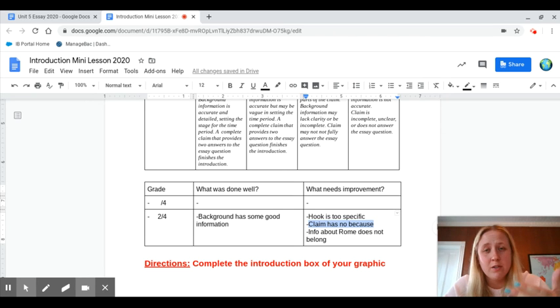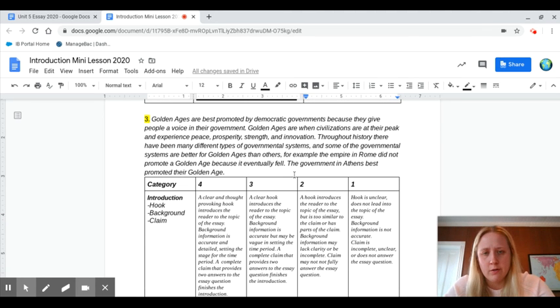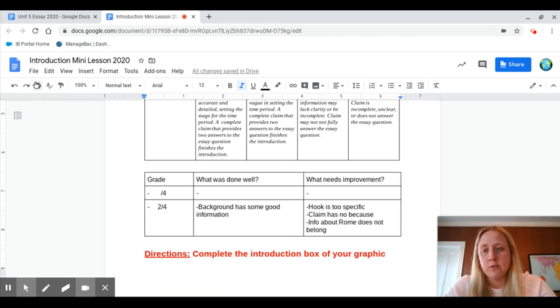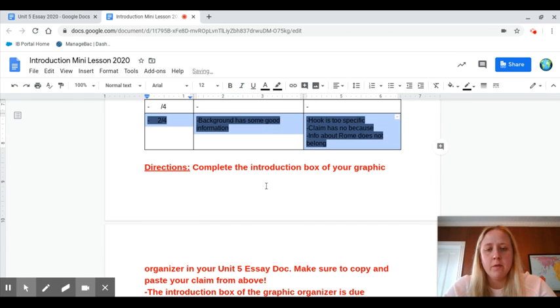Remember, we're giving you the claim, so all of your claims should be perfect. And this information about Rome, that doesn't belong here, right? This, for example, the empire in Rome did not promote a golden age. We don't need that in your introduction. We don't need that in body paragraphs. We don't need that in conclusion, right? If you're not choosing Rome, you should not be talking about Rome. And same for the other one. Stick to your civilization. Okay, so that was our grade for that last one.